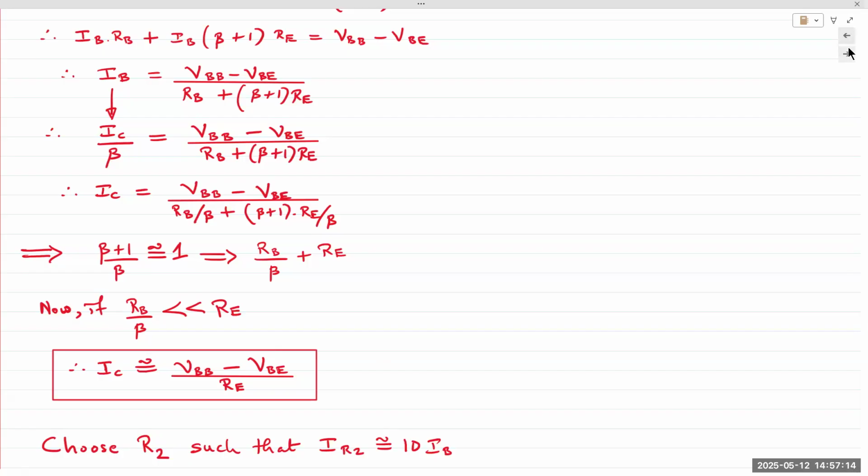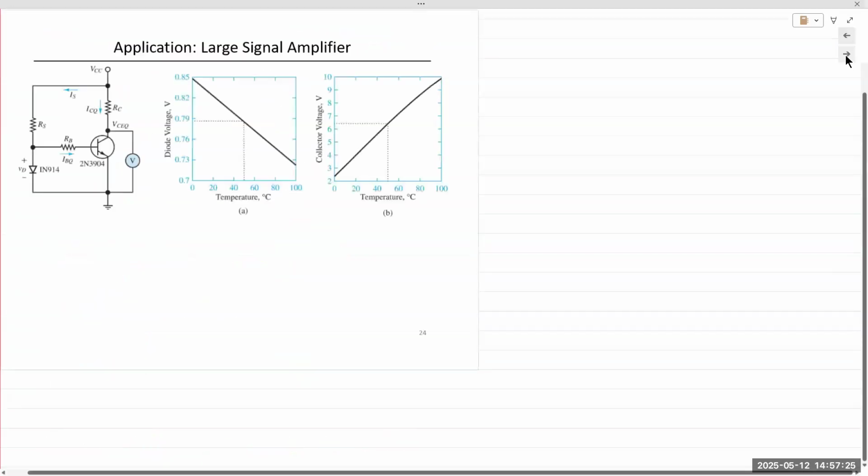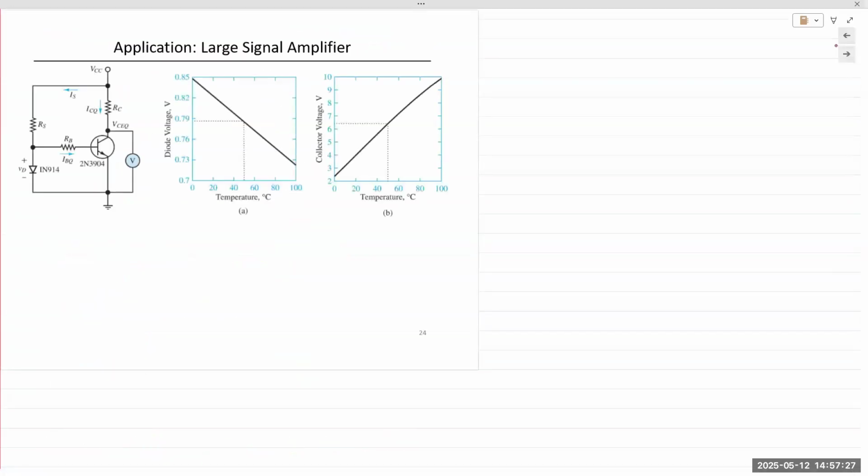And in the couple of minutes I have left, I want to quickly cover, just in brief, I'm going to introduce the next 4 topics, which is the 4 applications of a BJT. And then next class, we'll look at those in detail. So there's 4 applications of a BJT. The first one is as a large signal amplifier, where we are taking a diode and we are creating a diode thermometer.